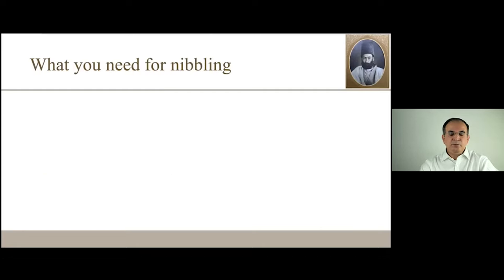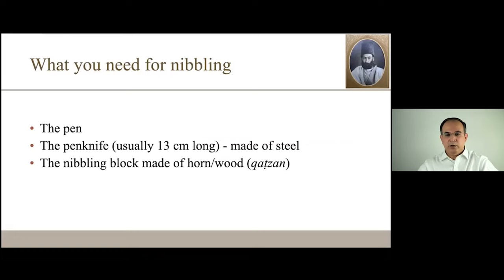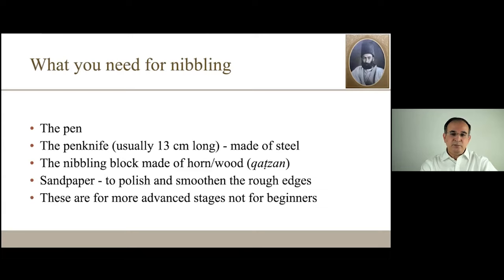So what you need for nibbling the pen, of course, is the pen, then a pen knife, which I discussed a little bit earlier, made of steel. Then you need a nibbling block, which is usually made of animal horn or wood. This is called qatzan. This block helps you do the final stage of cutting or nibbling the pen. After that, you need fine sandpaper to polish and smooth the rough edges produced when you're cutting the pen.